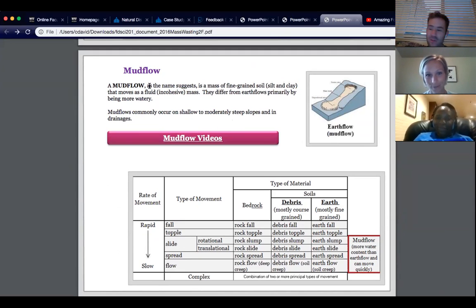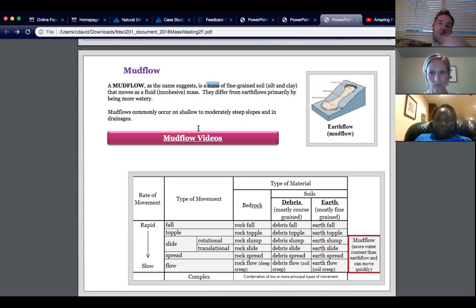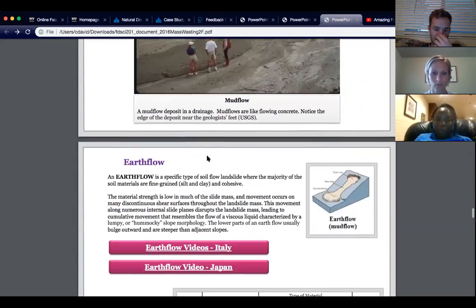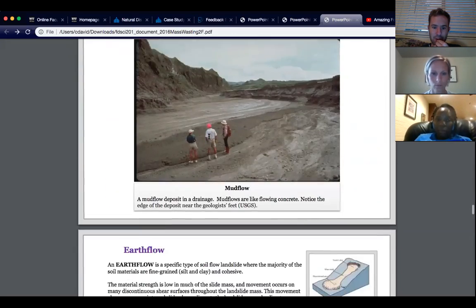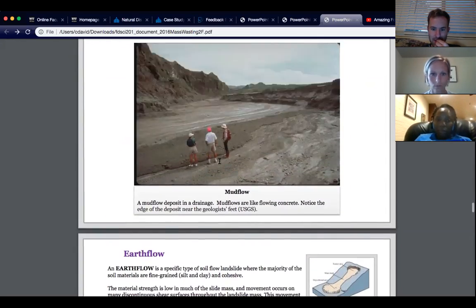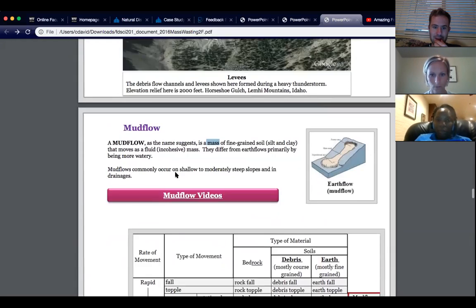So me personally, I don't distinguish between the two when I talk about them. In here, it says a mass of fine grained soil. So you're talking your silts and your clays that move as a fluid. And you saw the video of that. It's all kind of like a river. Up here it says it's incohesive.